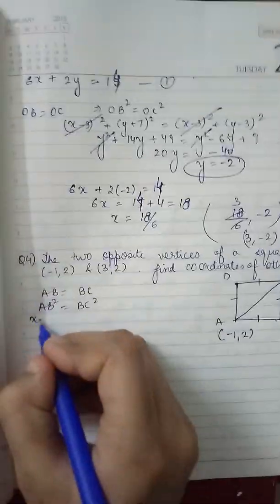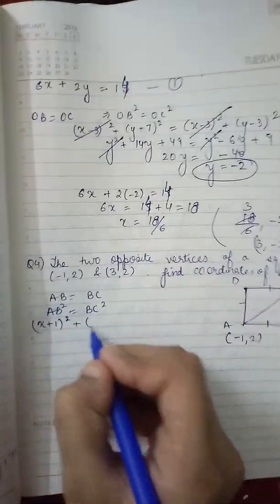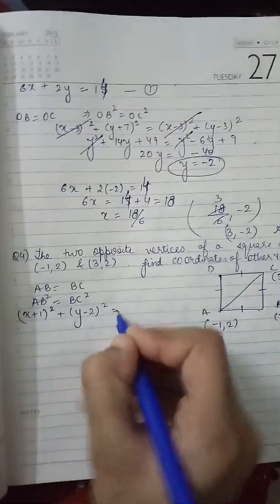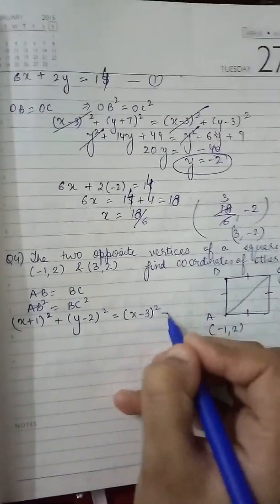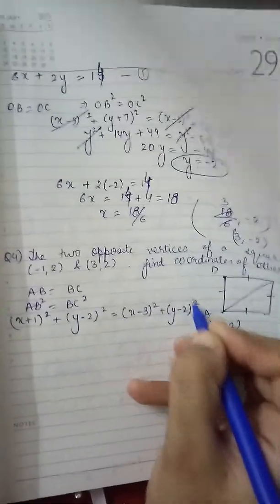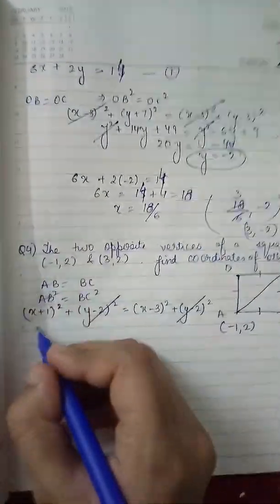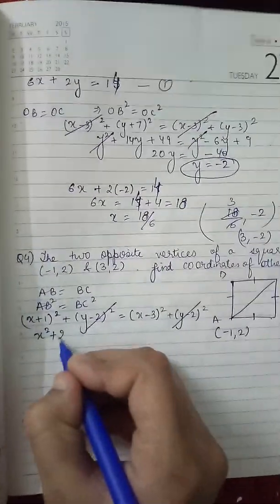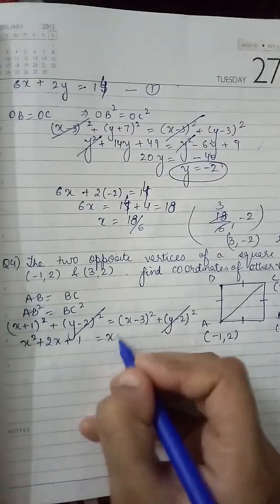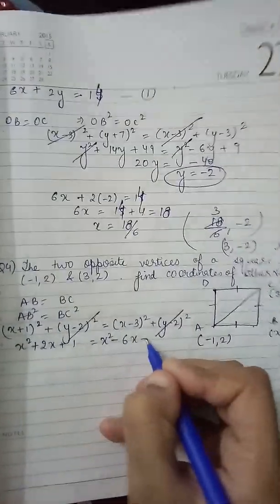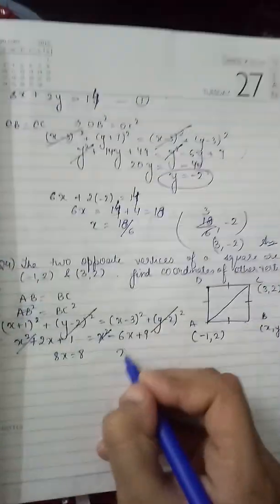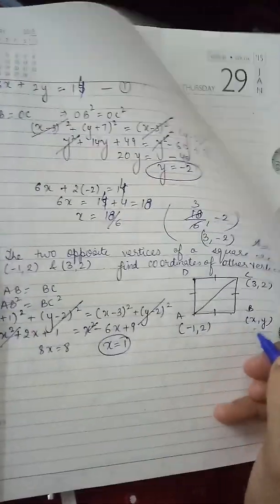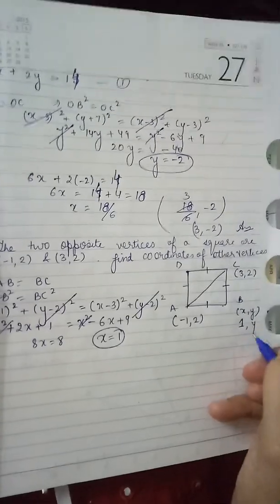So (x plus 1) whole square plus (y minus 2) whole square will be equal to (x minus 3) whole square plus (y minus 2) whole square. (y minus 2) whole square gets cancelled. This becomes x square plus 2x plus 1 is equal to x square minus 6x plus 9. So x square gets cancelled. 8x is equal to 8. That means x is equal to 1. So this will become (1, y).